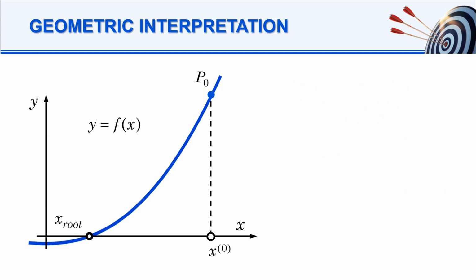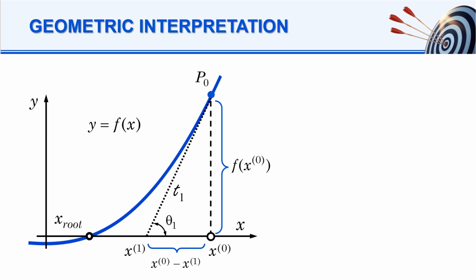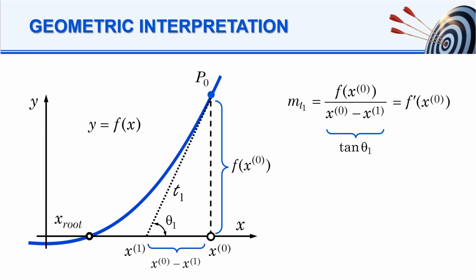We then draw a tangent line to the curve at point p0. We extend the tangent line t1 to intersect the x-axis. We identify the adjacent and opposite sides of the resulting triangle. To find the x-intercept, we set the slope of t1, the first derivative of f(x) at x0, to the tangent of the angle θ1. This gives an expression with x1 as the only unknown. Solving this for x1, we obtain the following first approximation.